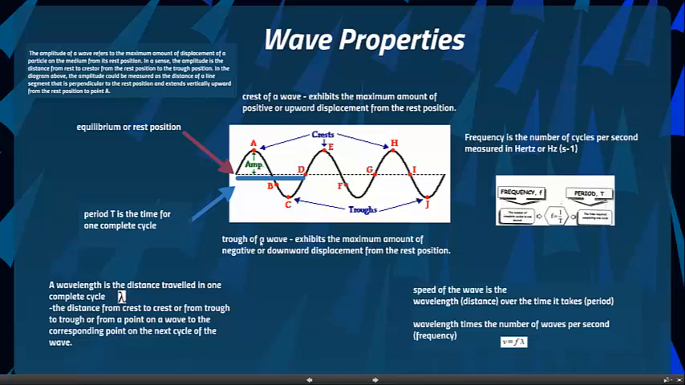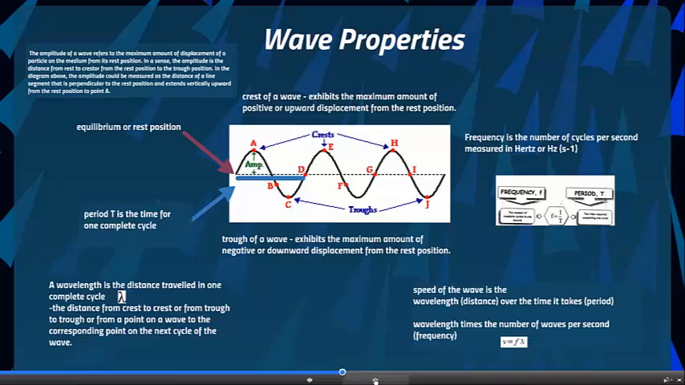So looking again at this picture, you can see our crests and our troughs, our wavelength, our period, our frequency is how many go in per second, our equilibrium position, which is this part here, all of the descriptions of the wave.